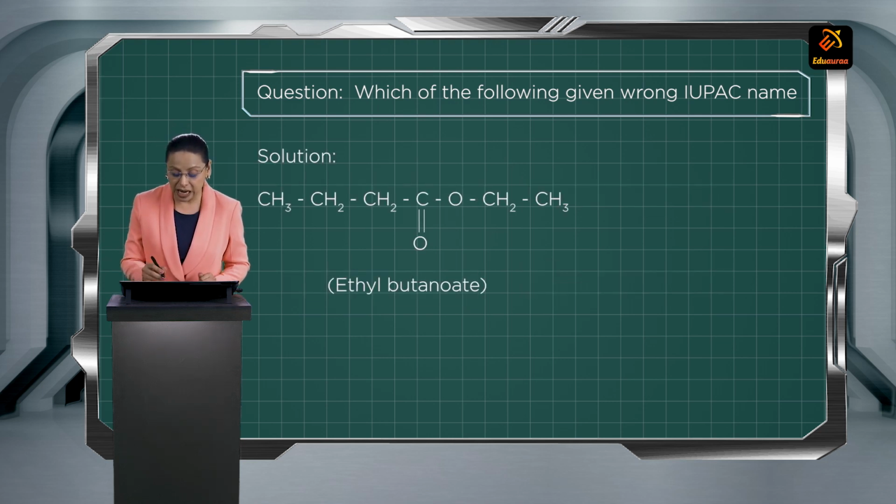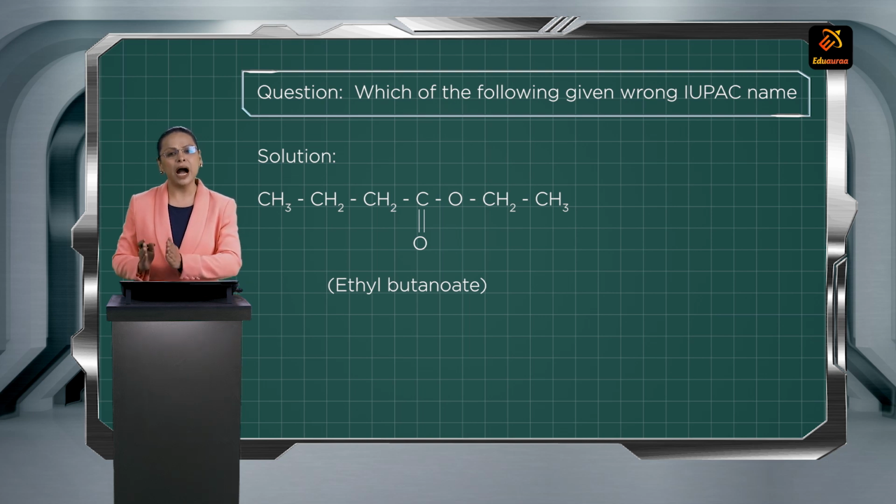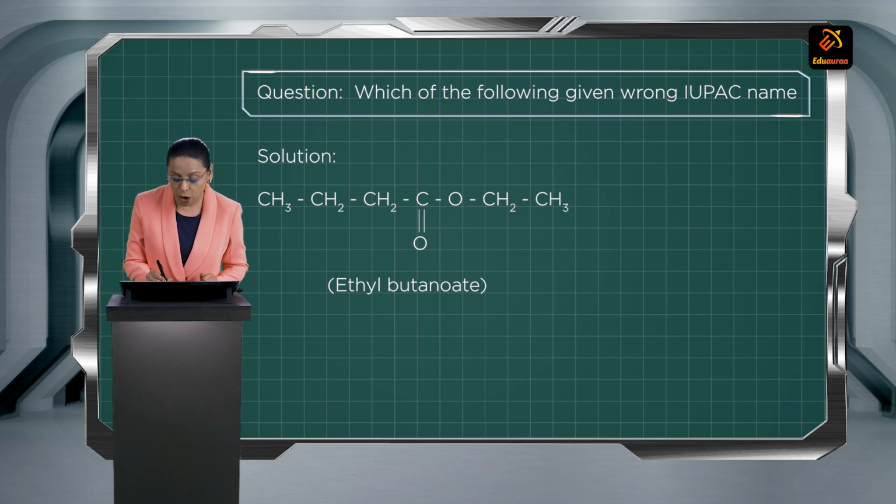So here, they are asking us that out of the following structures, there are the IUPAC names written in the next column. They are asking us which one is not correctly matched, which name is incorrect. If I talk about option A, I can clearly see that this is an ester. And how do we name an ester? What is the general name?